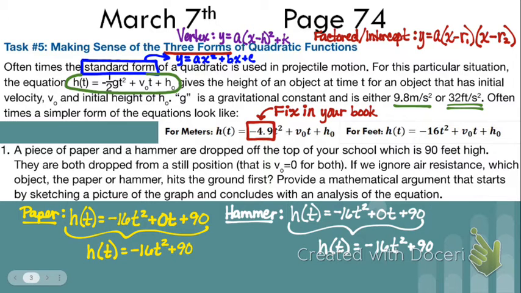Yes, ma'am. All right. So what are we going to answer as far as which one hits the ground first? They will both hit at the same time, because nothing changed in both equations. Exactly. The equations are exactly the same. Same gravity is affecting both. Same velocity is affecting both. Same initial height is affecting both. So they're going to hit the ground at the exact same time.